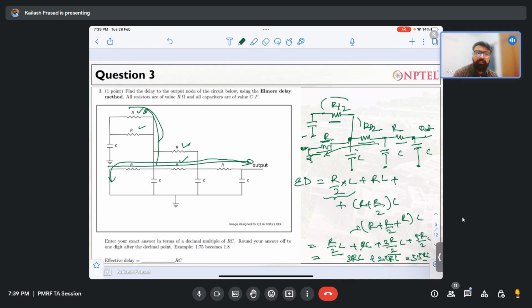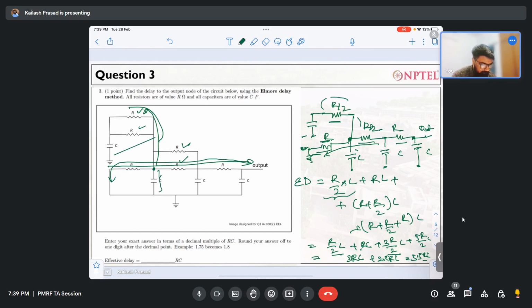Any question in this regard? Yes, I have one question. The first capacitor, at the output end, that capacitor and the adjacent resistance will provide the RC in Elmore delay. First is the R by 2 into C. Yes, this you understood. Next one, see, this capacitance will be discharged by this path.